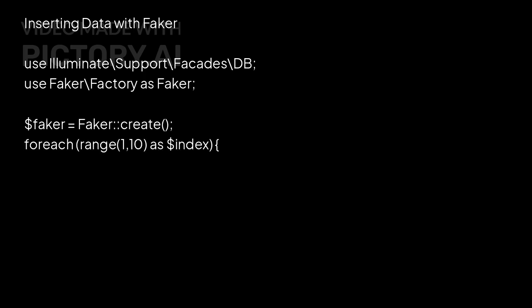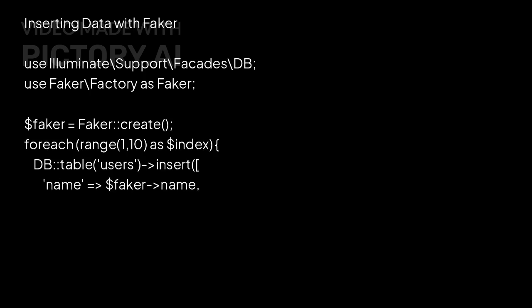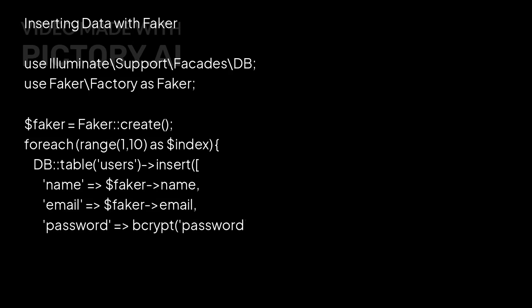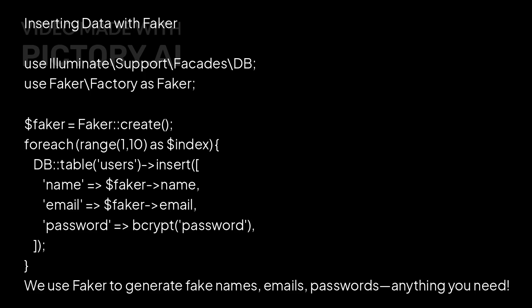Inserting data with Faker. Use Illuminate\Support\Facades\DB; use Faker\Factory as Faker; $faker = Faker::create(); foreach (range(1, 10) as $index) { DB::table('users')->insert(['name' => $faker->name, 'email' => $faker->email, 'password' => bcrypt('password')]); We use Faker to generate fake names, emails, passwords, anything you need.